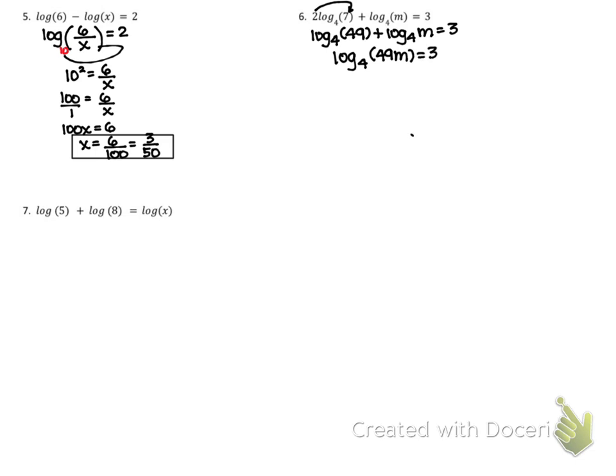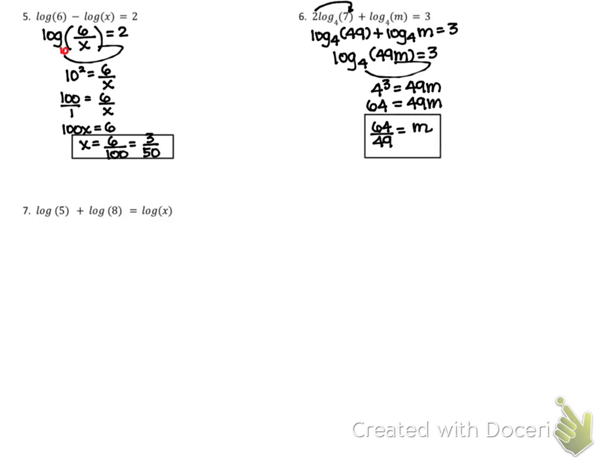Okay, rewrite. So I have 4 cubed is equal to 49m. 4 cubed is 64, that's reasonable. Divide by 49. I'm going to get 64 over 49 is equal to m.